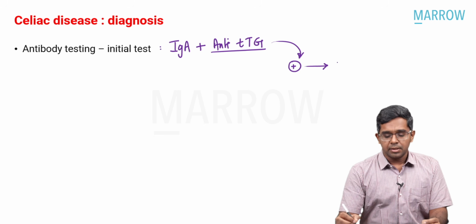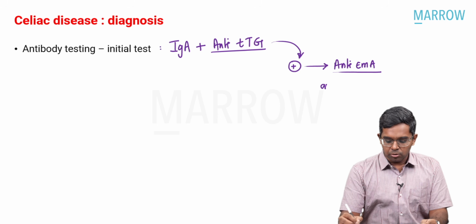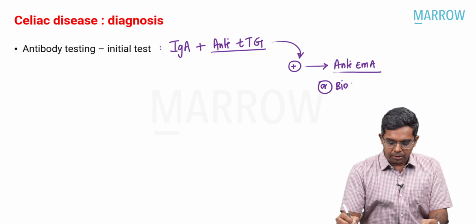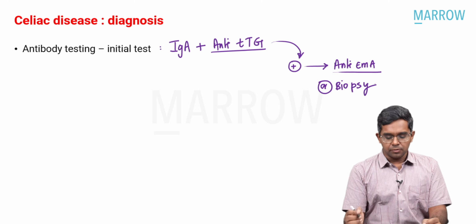What is the next antibody testing? Anti-EMA. What is that? Anti-endomysial antibody, or you can do a biopsy to confirm the diagnosis. This would be the set of investigations required for making a diagnosis of celiac disease.